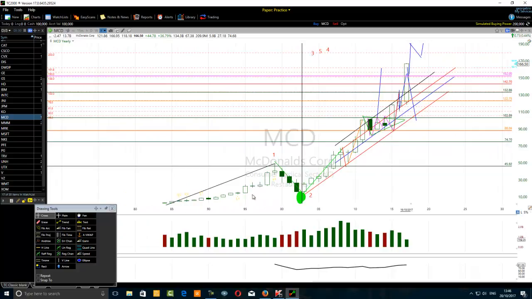So first wave of a higher degree, second wave of a higher degree. We are now in the third Elliott wave of a higher degree. You can see that the common center line is now broken here. This is one example here. So we are still in the third Elliott wave of a higher degree. All this move from here all the way up here is the third Elliott wave of a higher degree, which is subdivided into 5 minor waves.